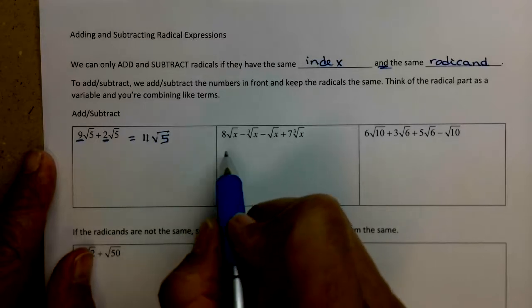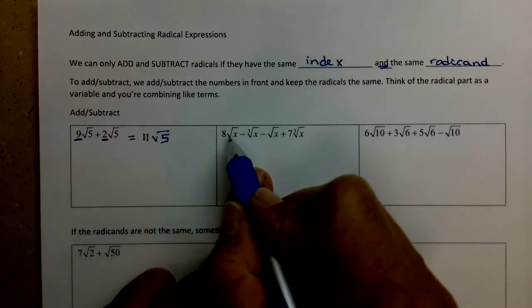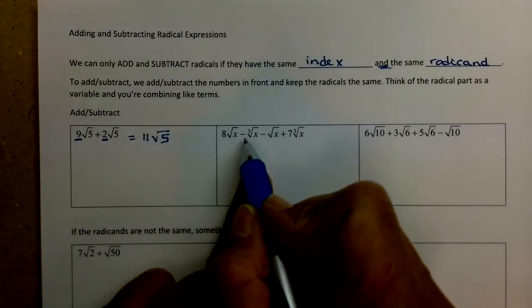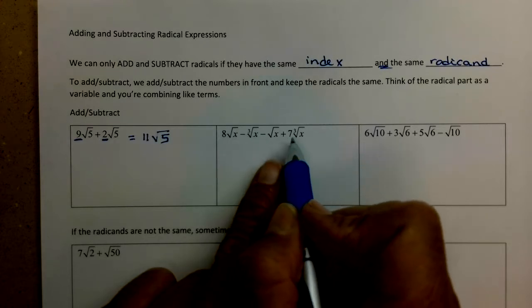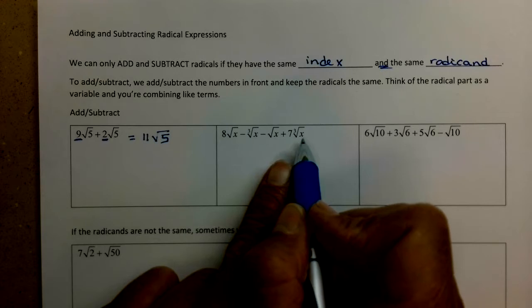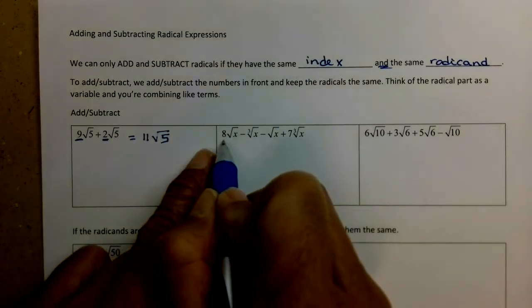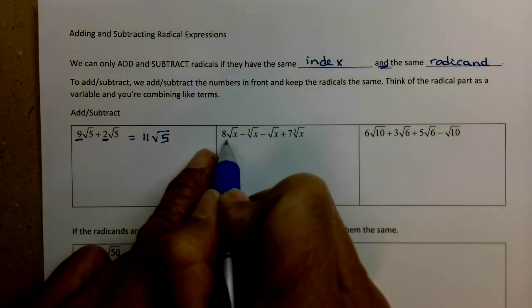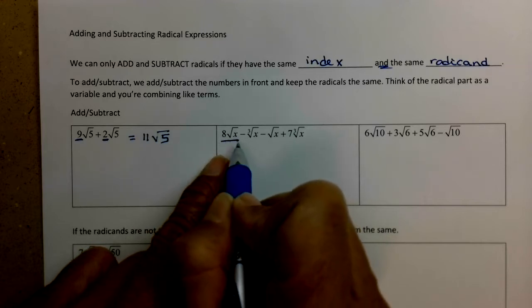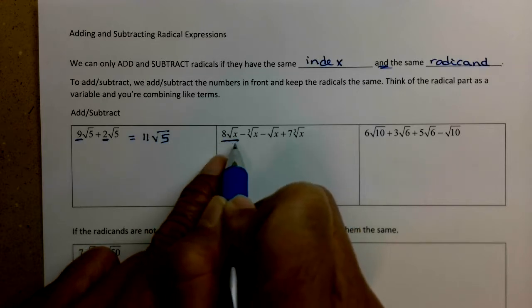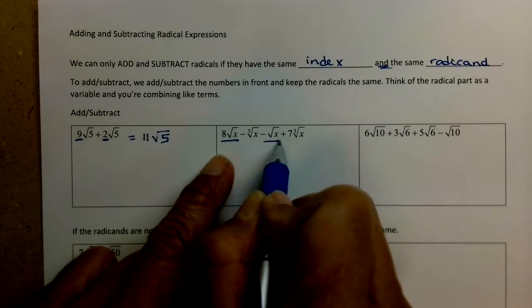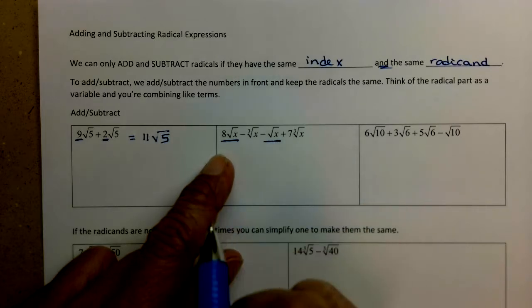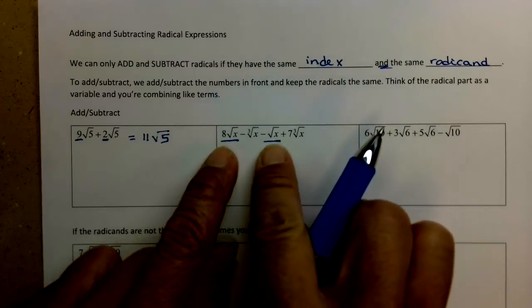Now, here's another example: 8 times the square root of x minus the cubed root of x minus the square root of x plus 7 times the cubed root of x. When I look at that first term, 8 times the square root of x, it can only combine with another square root of x. So I'm going to look through. Not that one, but this one. Here's another square root of x, and then not that one. That's a cubed root. So these two terms can combine.